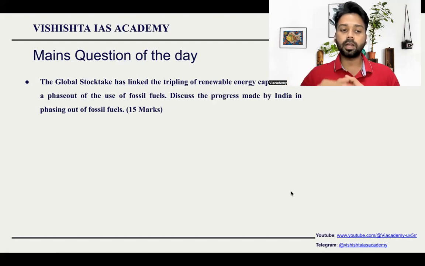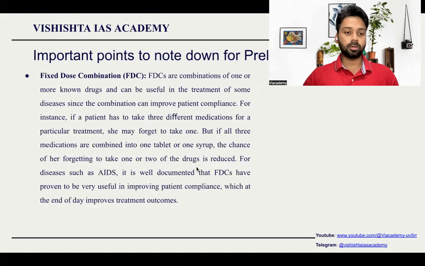Discuss the progress made by India in phasing out of fossil fuels. It is a 15-mark question. You can give an introduction about the increase of renewable energy in recent times by India specifically. And then you can tell how increasing renewable energy capacity and reducing fossil fuel will help us, a small explanation. Then you have to discuss the progress made by India in phasing out of fossil fuels, all the steps India has taken, and then conclude your answer. That's all.